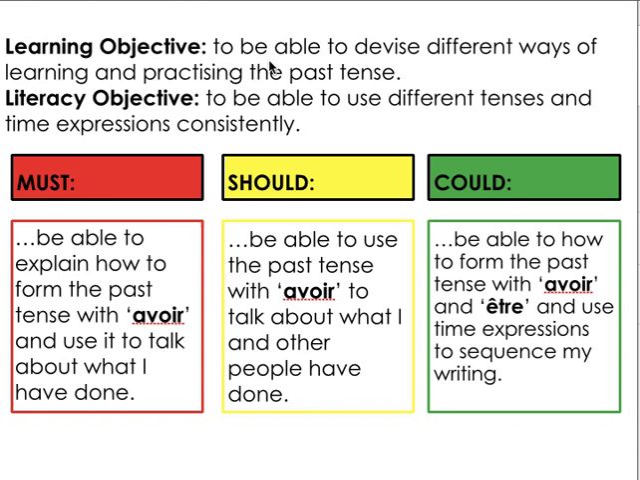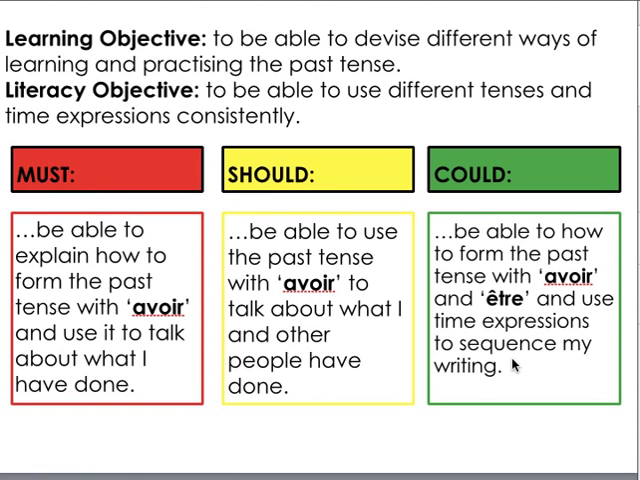So, moving on from that, and what you need to do. Learning objective: to be able to devise different ways of learning and practicing the past tense. Literacy objective: to be able to use different tenses and time expressions consistently. So you must be able to explain how to form the past tense with avoir and use it to talk about what I have done. You should be able to use the past tense with avoir to talk about what I and other people have done, and you could be able to form the past tense with avoir and être and use time expressions to sequence my writing.